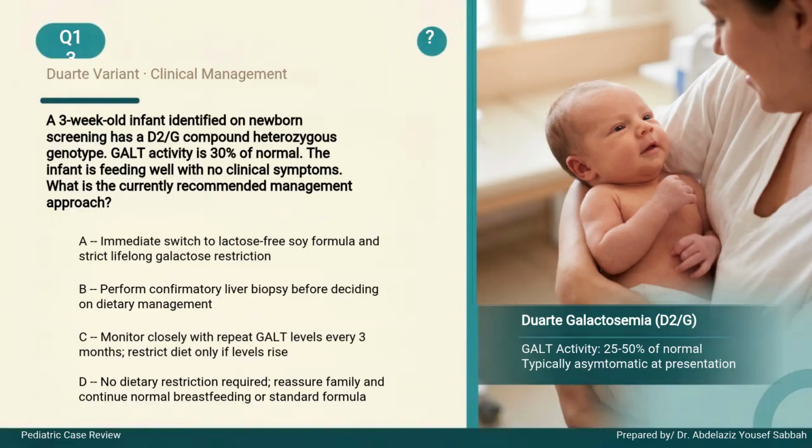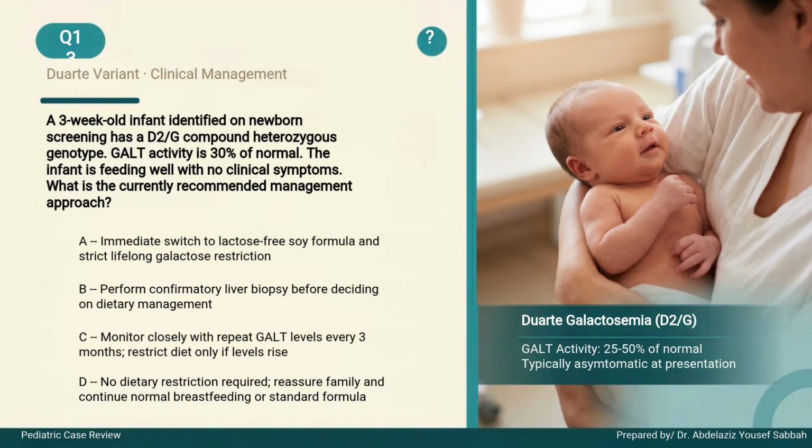Case 13. A 3-week-old infant identified on newborn screening has a D2/G compound heterozygous genotype. Galactose-1 phosphate uridyl transferase activity is 30% of normal. The infant is feeding well with no clinical symptoms. What is the currently recommended management approach?